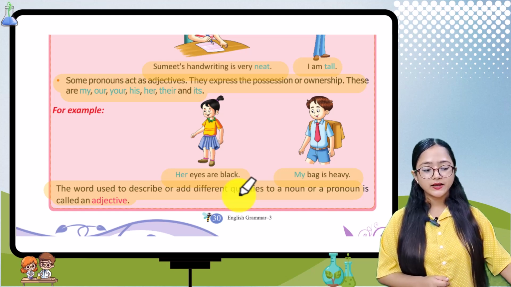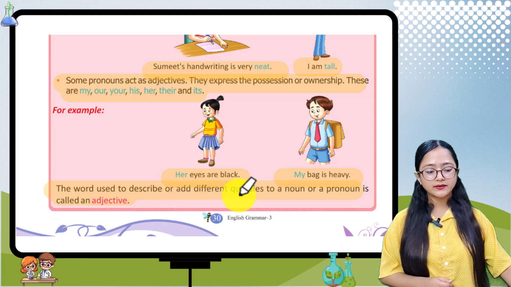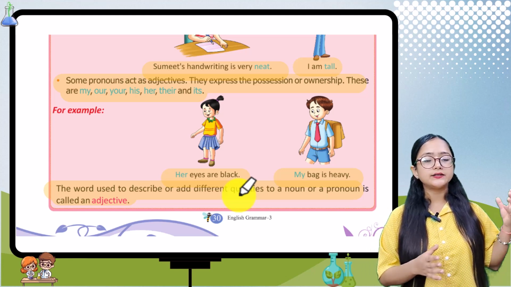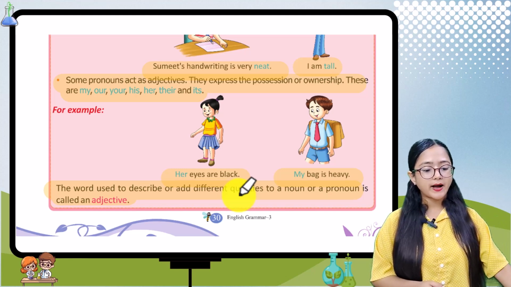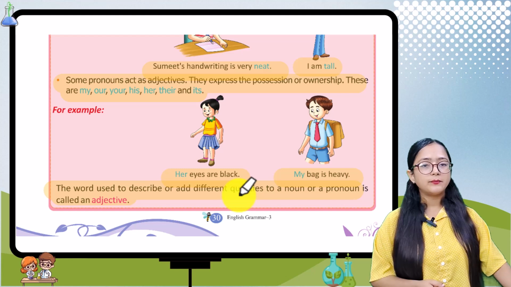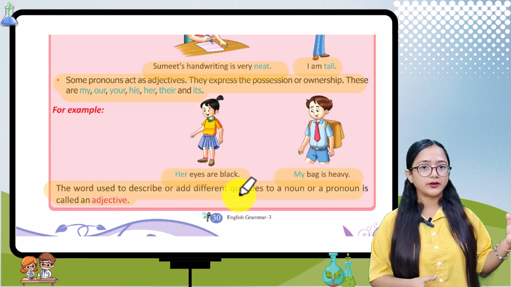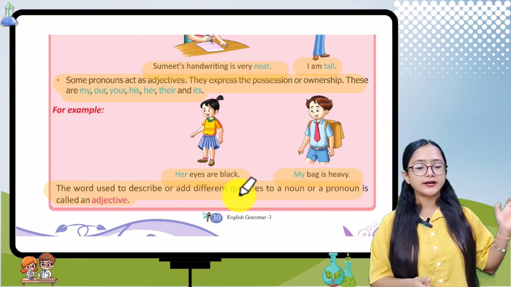Okay, for example, her eyes are black. So here her is what? Her is the adjective. Now next one, my bag is heavy. My is talking about possession. Okay, so my is also the adjective.